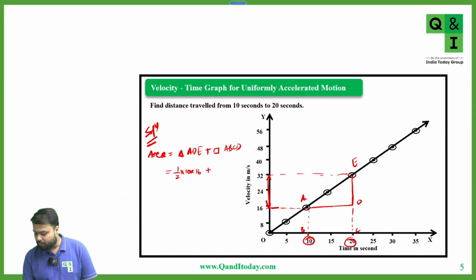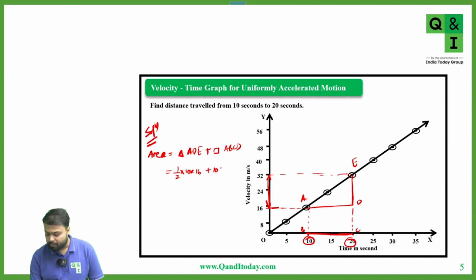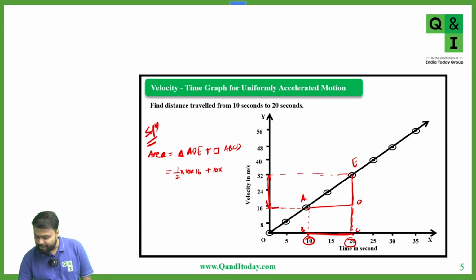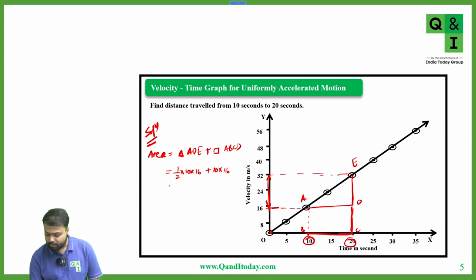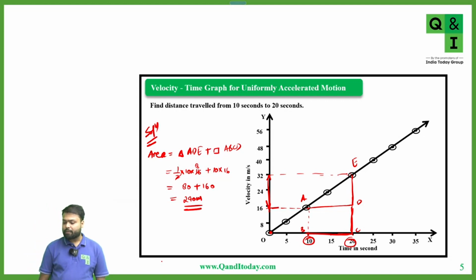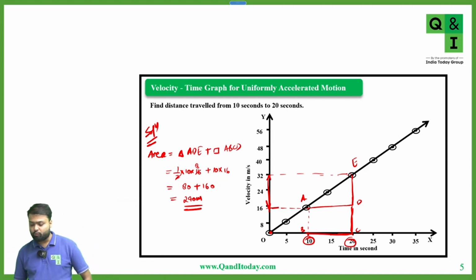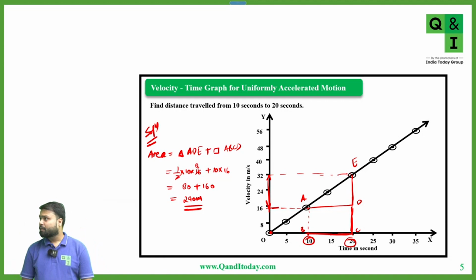The length from B to C is nothing but 20 minus 10, which is 10, into this length CD, which is from 0 to 16, which is 16. Now half into 10 into 16 is 10 into 8, which is 80, plus 10 into 16, which is 160. So 160 plus 80 is 240 meters. So the distance traveled from 10 seconds to 20 seconds is nothing but 240 meters. Is this clear to everyone or any doubt?